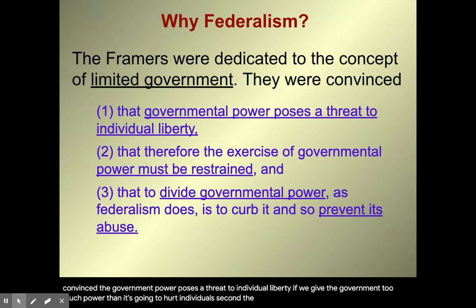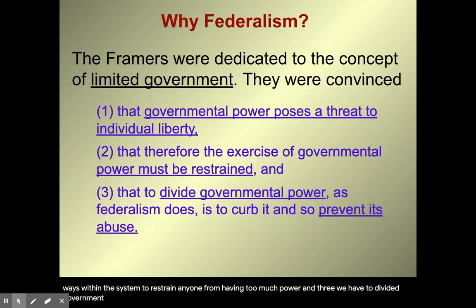They were convinced that government power poses a threat to individual liberty. If we give the government too much power, then it's going to hurt individuals. Second, that power must be restrained. We must create ways within the system to restrain anyone from having too much power. And three, we have to divide government power to prevent its abuse. Absolute power corrupts absolutely. We wanted to prevent that from happening.